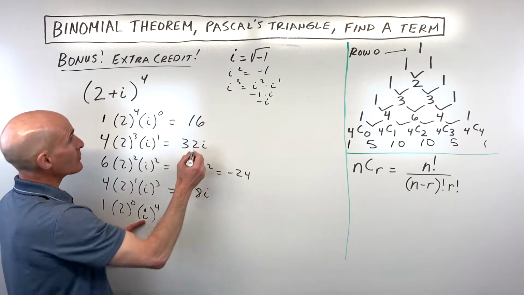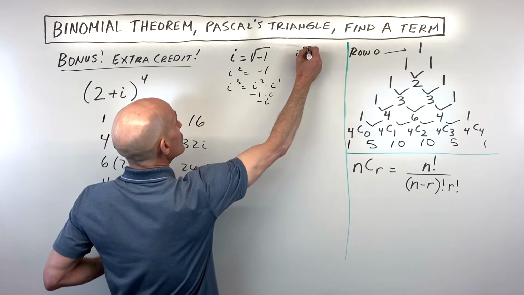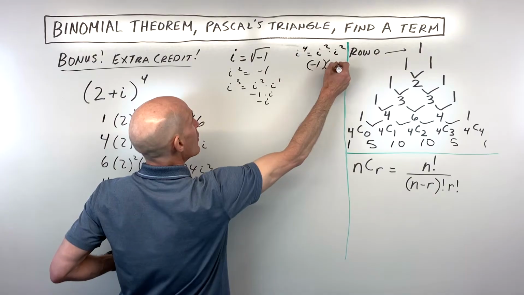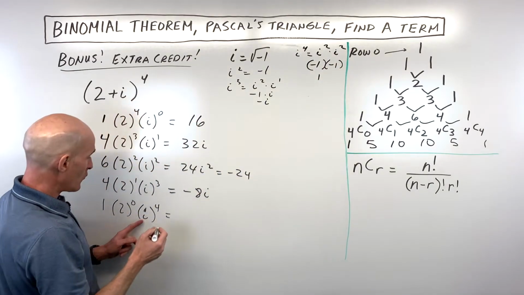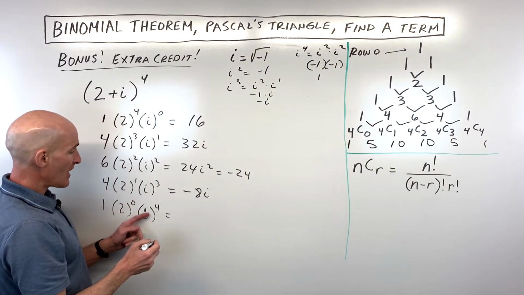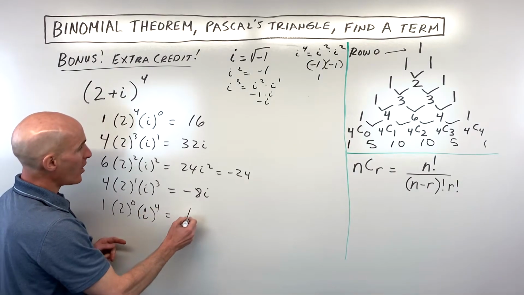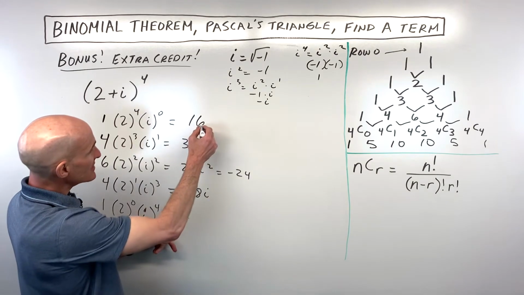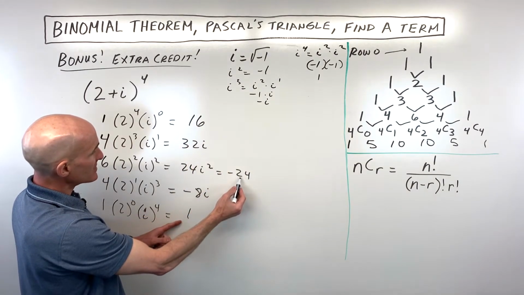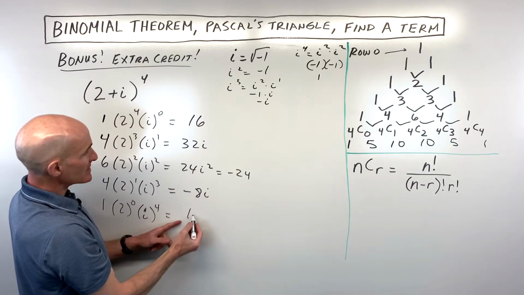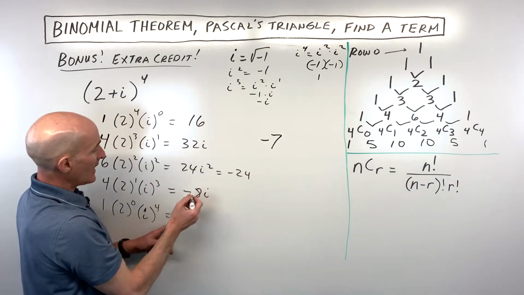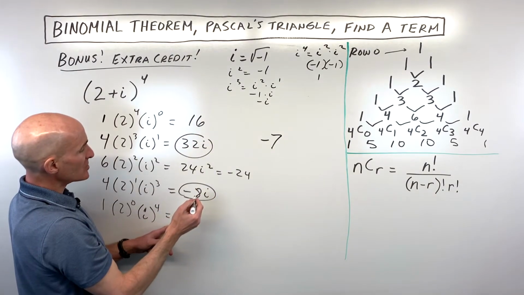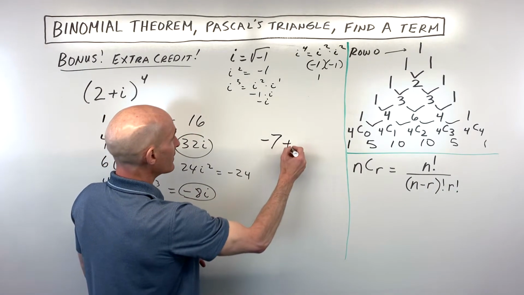And then over here, i to the 4th is equal to i squared times i squared. i squared is negative 1 times negative 1, which is positive 1. So this is 2 to the 0 is 1, i to the 4th is 1, times 1 is 1. Now what we want to do is combine like terms. So we have 16 plus negative 24 is negative 8, plus 1 is negative 7. And we've got negative 8i plus 32i, which is 24i.